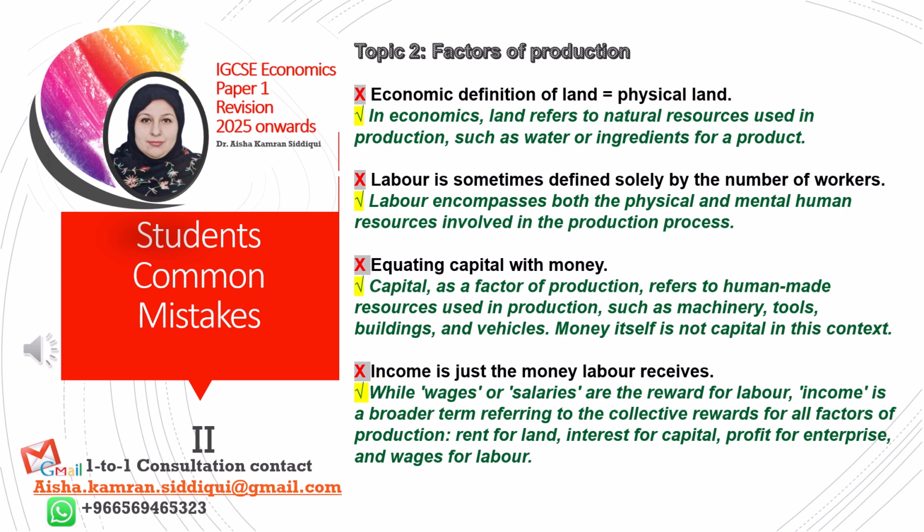So you must take this into your consideration before you answer the question. Number 4, students think income is just the money labor receives, while the correct thing is that wages or salaries are the reward for labor. Income is a broad term referring to collective rewards for all the factors of production, that is, rent for land, interest for capital, profit for enterprise, and wages for labor.